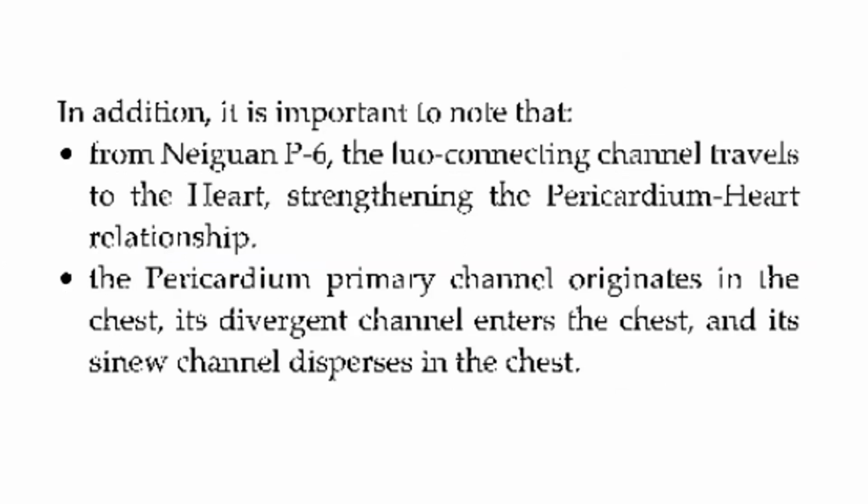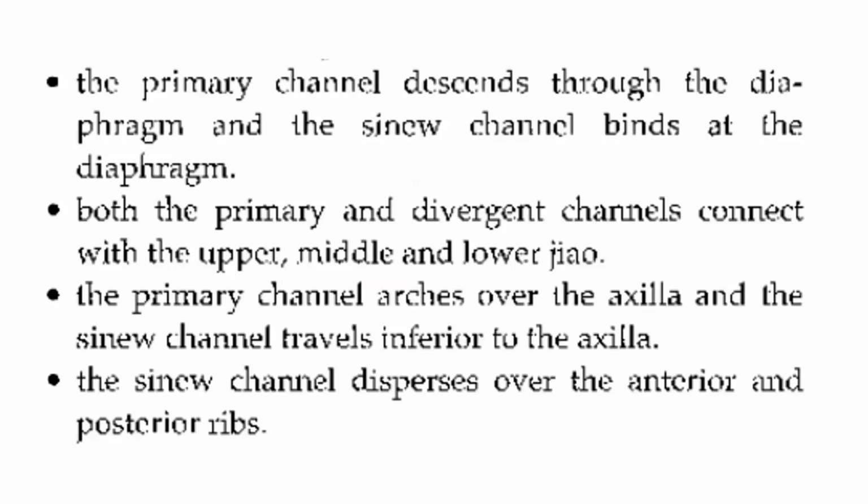The pericardium primary channel originates in the chest. Its divergent channel enters the chest, and its sinew channel disperses in the chest. The primary channel descends through the diaphragm, and the sinew channel binds at the diaphragm. Both the primary and divergent channels connect with the upper, middle, and lower jiao. The primary channel arcs over the axilla, and the sinew channel travels to the axilla. The sinew channel disperses over the anterior and posterior ribs.